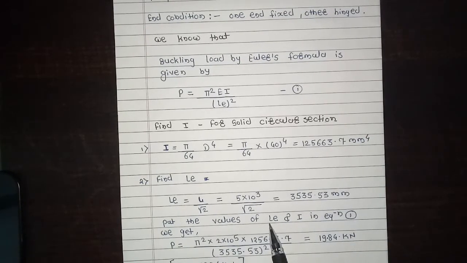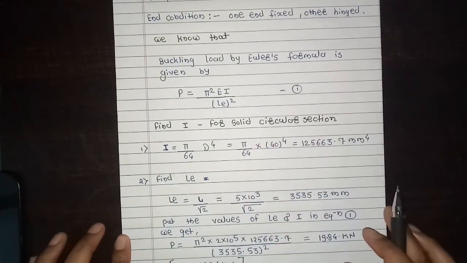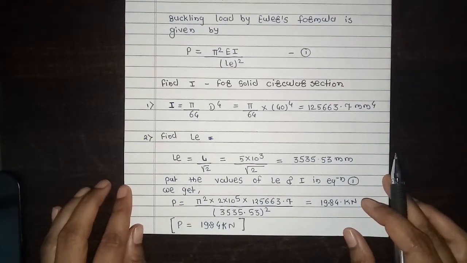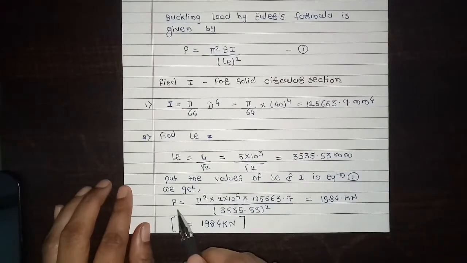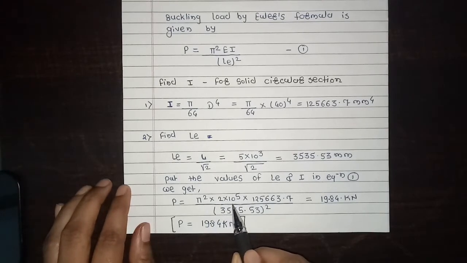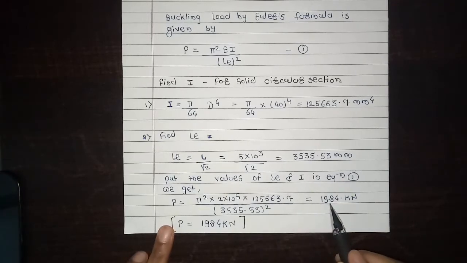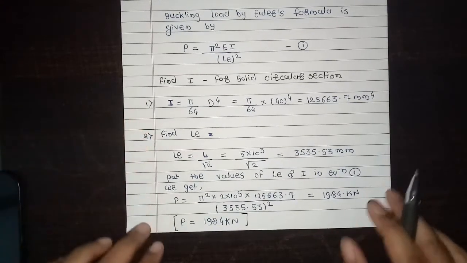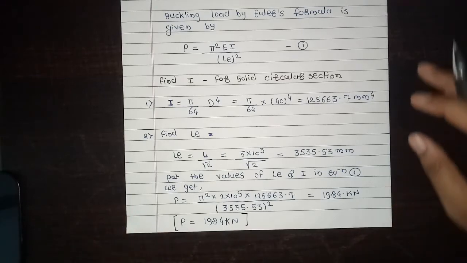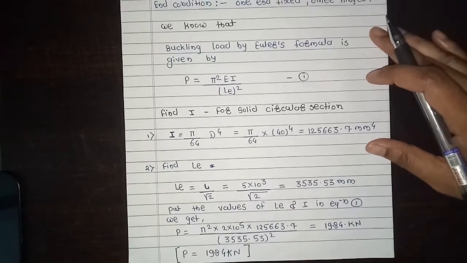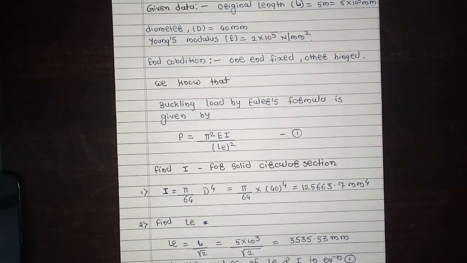Put the values of L effective and I in equation 1. Then we get Euler's load. So P is equal to pi square into 2 into 10 to the power 5 into 125,663.7 divided by the value of effective length whole square, which is equal to 19.84 kilonewton. So P is equal to 19.84 kilonewton. Okay, this is the second numerical.